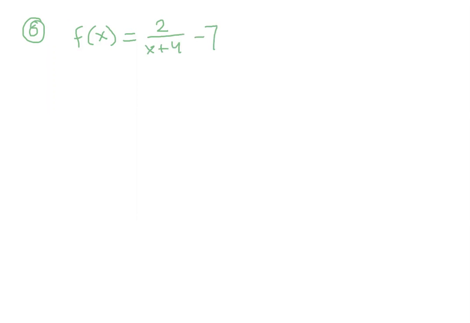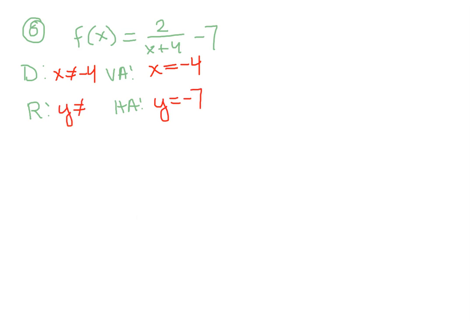All right, we got our domain, we've got our vertical asymptote, our range, and our horizontal asymptote. Vertical asymptote, x equals negative 4. So domain is x not equal to negative 4. Horizontal, y equals negative 7. So y does not equal negative 7. So let's go ahead and graph it.